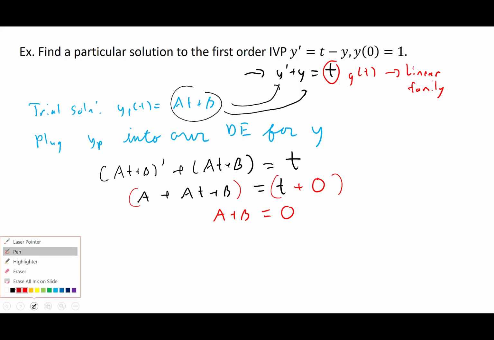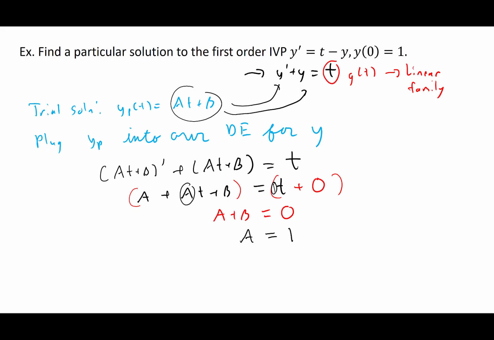I also need the coefficient of t on both sides of the equation to match, which means that A has to be equal to 1, which is the coefficient of t on the right. Solving these equations for A and B, we see that A has to be 1 and B has to be negative 1. So when we plug back into our trial solution, we get that yp of t should be A times t plus B, which is t minus 1, as achieved before.